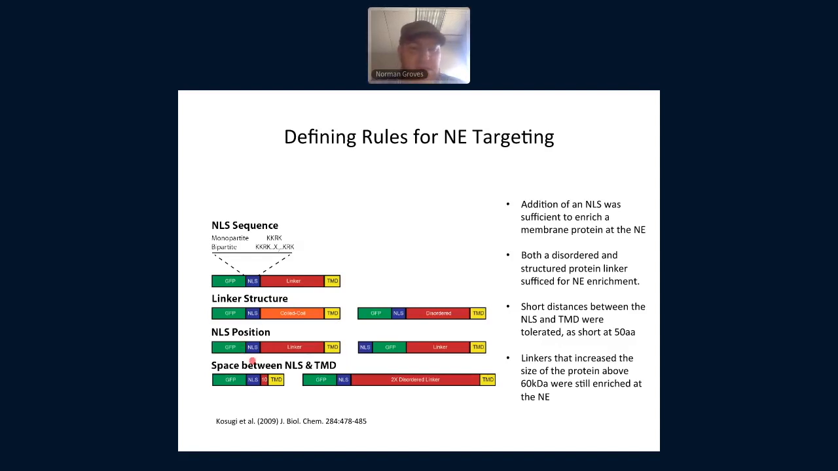Additionally, we tested the NLS position relative to the fluorophore. That did not impact enrichment at the nuclear envelope. Then we also tested minimal and maximal distances between the nuclear localization signal and the transmembrane domain. We found we could get down to 50 amino acids without impacting the ability of the protein to enrich at the nuclear envelope. When we got to 10 amino acids, we started to see an increase in nuclear accumulation, but no effect on efficiency of enrichment at the nuclear envelope.